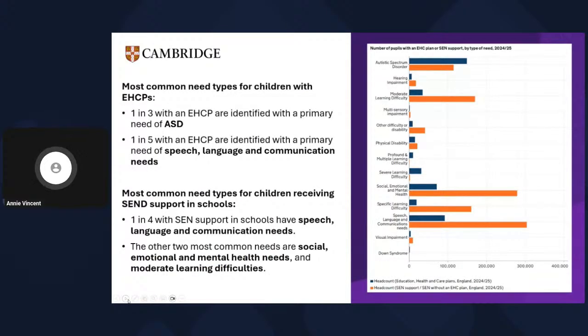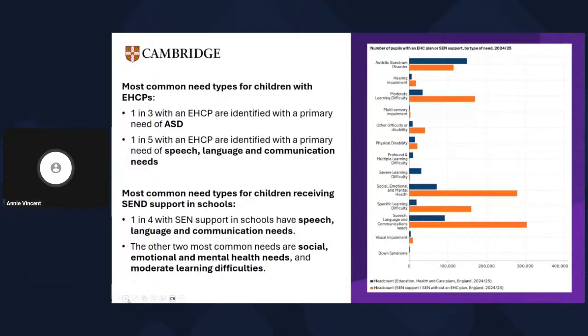And when we look at those headline figures in a little bit more detail, we can see that our students with EHCPs, that 5.3%, are predominantly trying to navigate autism spectrum disorder or a speech, language and communication need. So those are our top occurring or most common need types for children with EHCPs. And if you're looking at the graph, those are the students represented by the dark blue bars there.